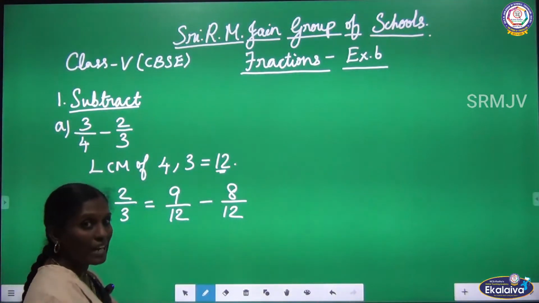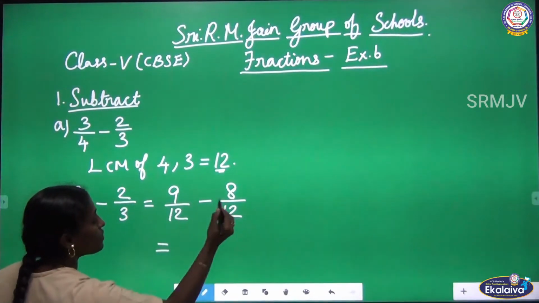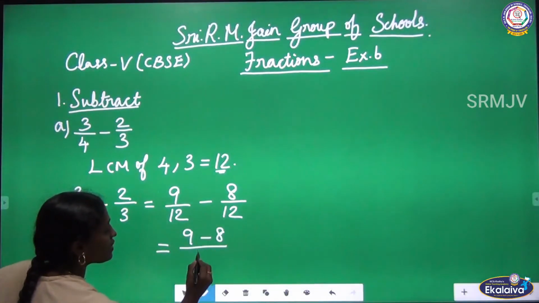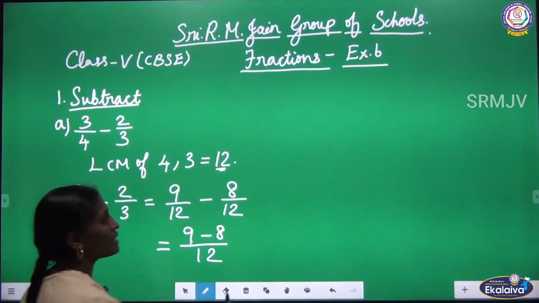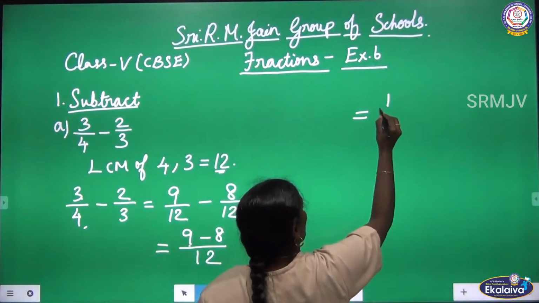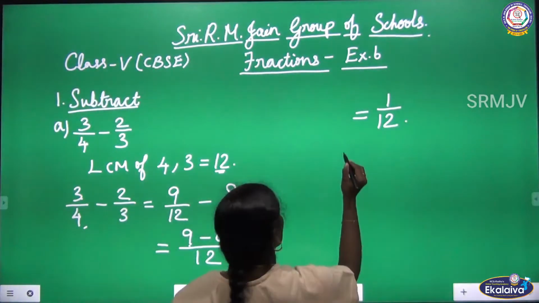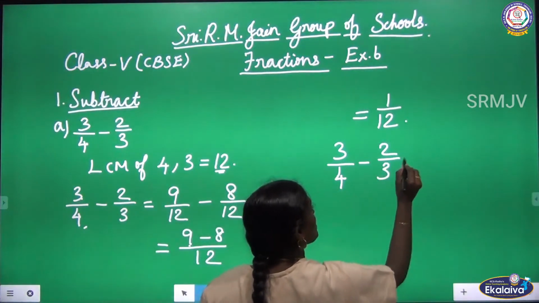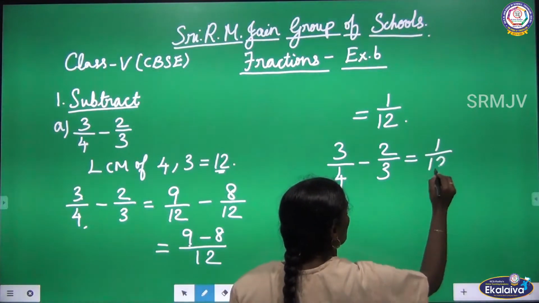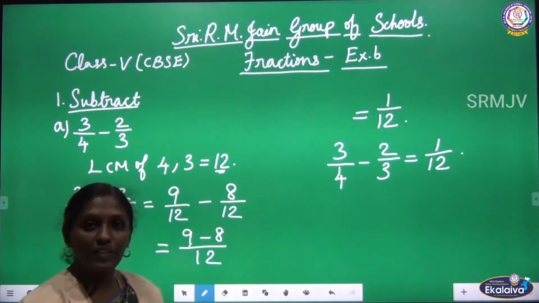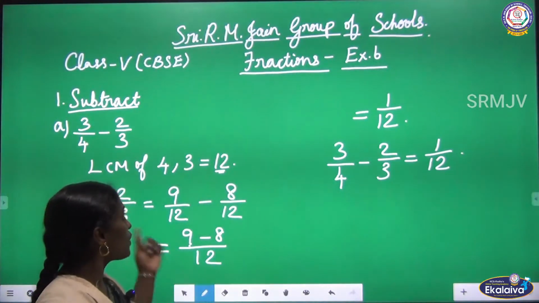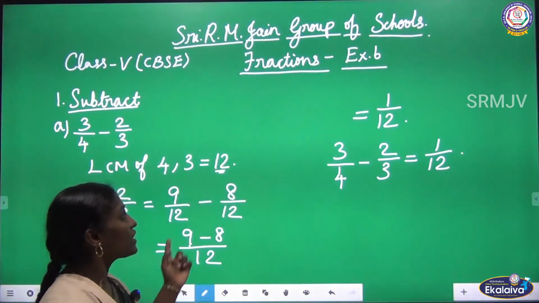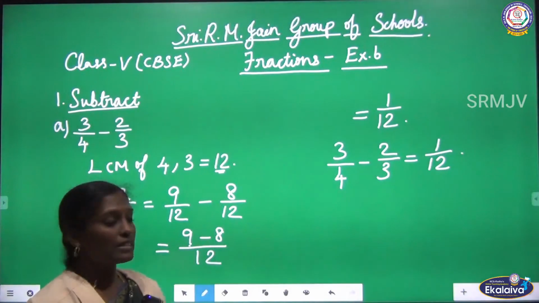These two fractions are like fractions. So we are going to subtract the numerators. 9 minus 8. Then the same denominator number 12. Here 9 minus 8, that is 1 by 12. The same denominator. So 3 by 4 minus 2 by 3 is equal to 1 by 12. While subtracting the unlike fractions, first by finding the LCM of the denominator numbers, we have to convert the unlike fractions to like fractions. After that, we have to subtract the numerator. Is it clear, children?